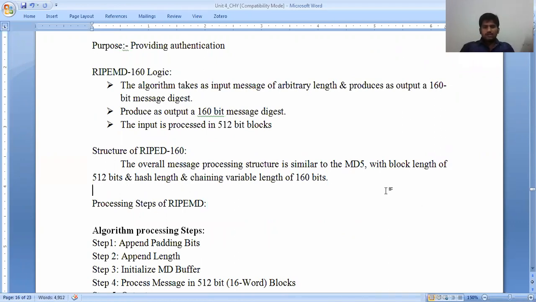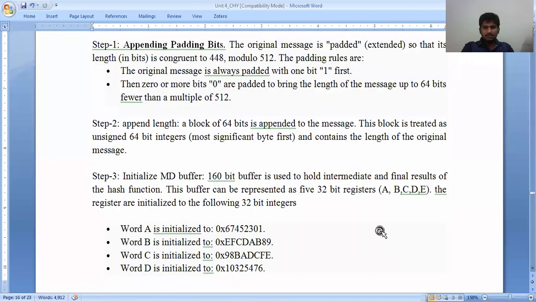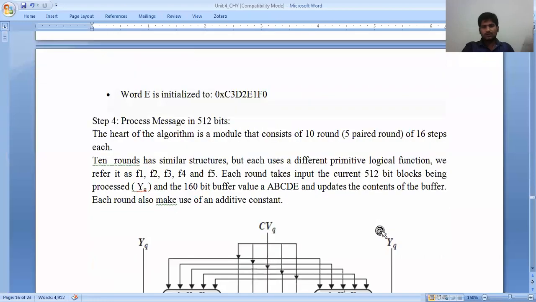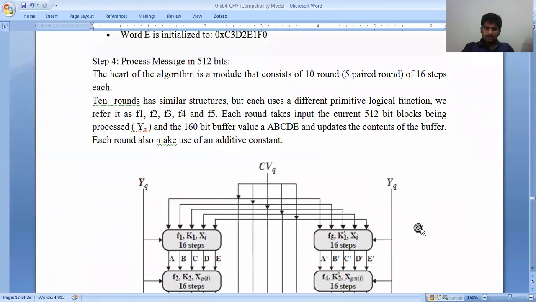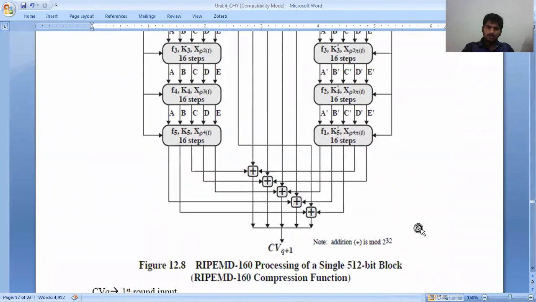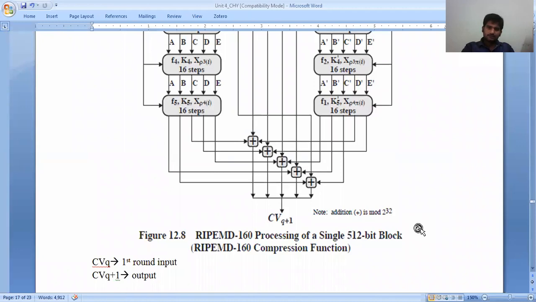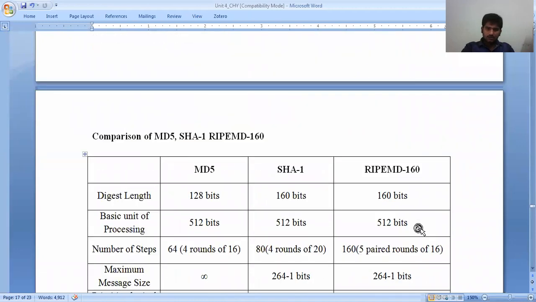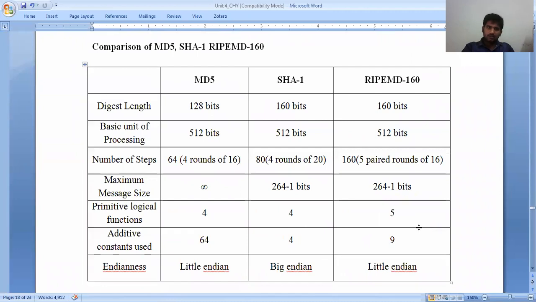So the overall message processing structure is similar to MD5, with a block length of 512 bits, but the chaining variable length is 160 bits. There it is 128, here it is 160. The same procedure applies: we can learn from one and write the remaining others. But the number of rounds we repeat is different from one algorithm to another. Okay, so this is a simple difference between MD5, SHA-1 and RIPEMD.